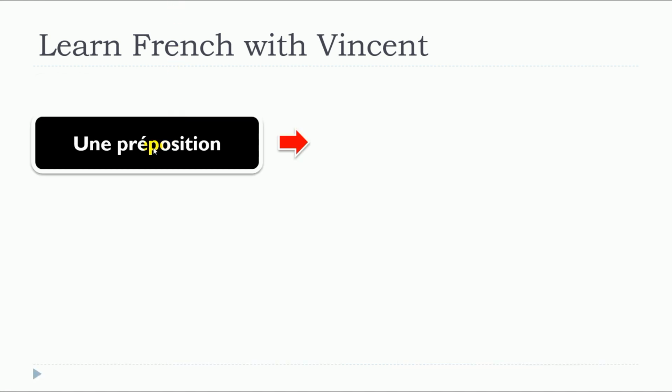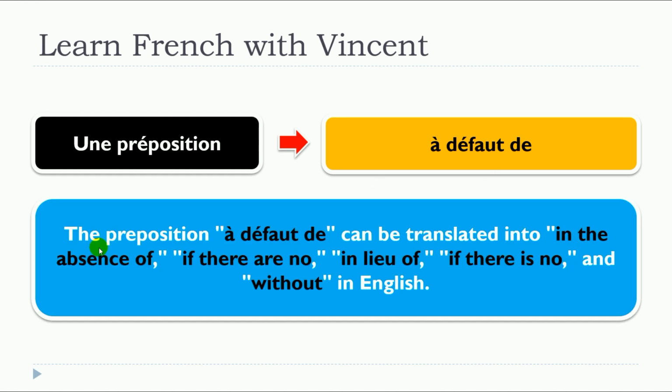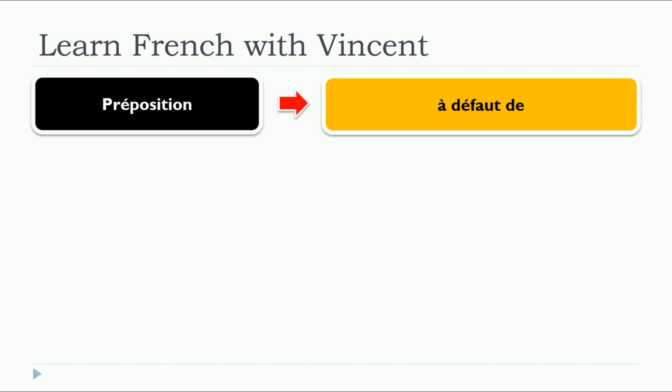So this lesson is about à défaut de, and the preposition à défaut de can be translated into in the absence of, if there are no, in lieu of, if there is no, and without in English. So let's see 4 examples with à défaut de.